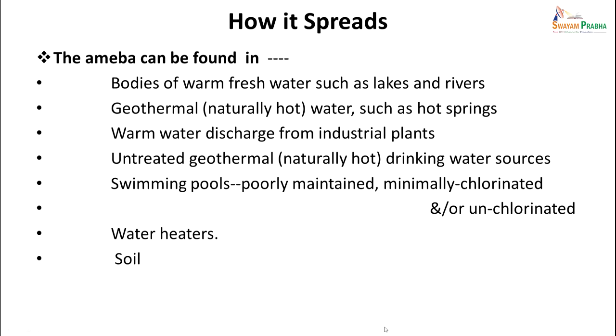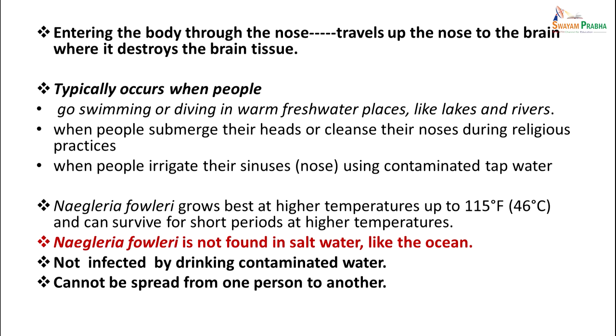How does it spread? The amoeba can be found in bodies of warm fresh water such as lakes and rivers, any geothermally or naturally hot water lakes, springs, warm water discharge from industrial plants, untreated natural hot drinking water sources, and swimming pools if they are poorly maintained or minimally chlorinated or unchlorinated. They are also seen in water heaters. They could be seen in soil as well. So, what happens is they enter through the nose and travel up the nose to the brain, where it destroys the brain tissue.